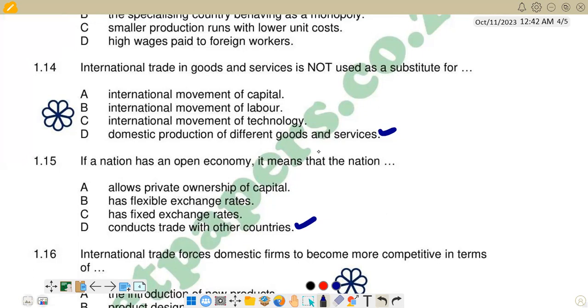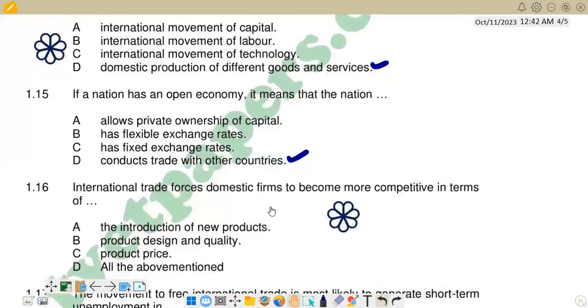Then we go to 1.16. If you go to 1.16, it reads: international trade forces domestic firms to become more competitive in terms of the introduction of new products, which is correct, because when we engage in international trade, we are going to access new products from other nations, product design and quality, which is correct. We are going to access that through international trade, product price, which is correct. So you will see that D is the most appropriate there, or the above mentioned. So we indicate D there as the answer.